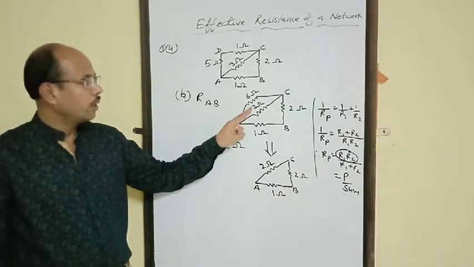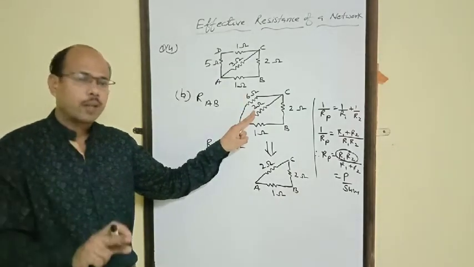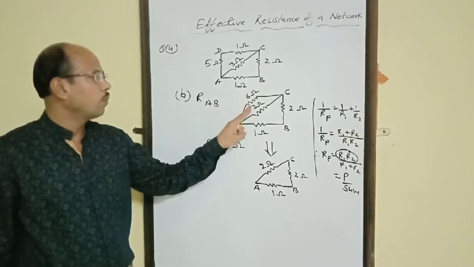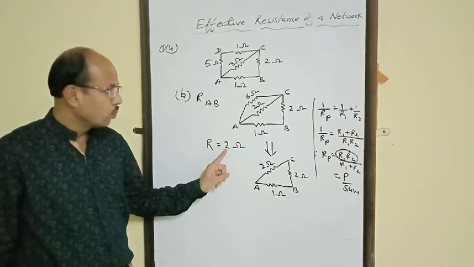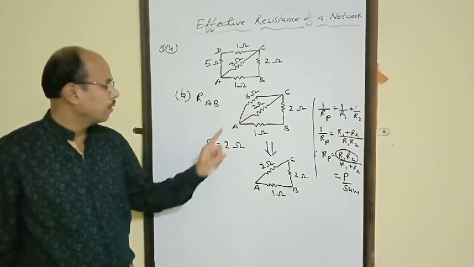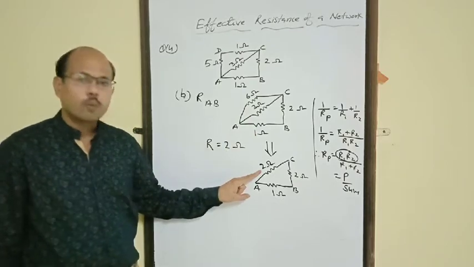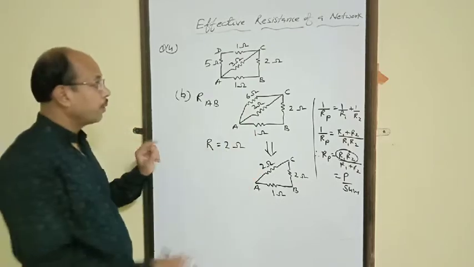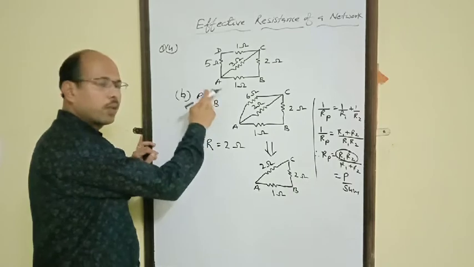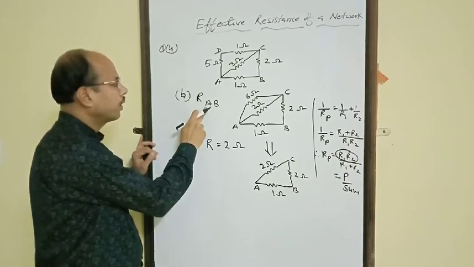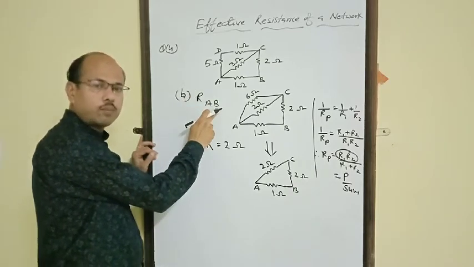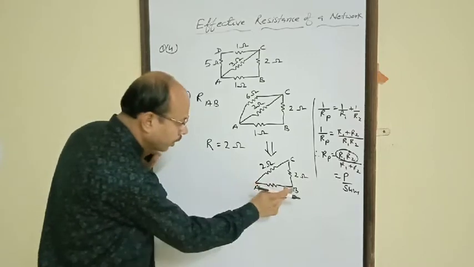This 6 ohm and 3 ohm were connected in parallel. The effective of 6 and 3, since they are connected in parallel, is 2 ohm, and now this 2 ohm is here. Now again keep in mind, what is our aim? We have to find out effective resistance between A and B. Now A and B points are here.